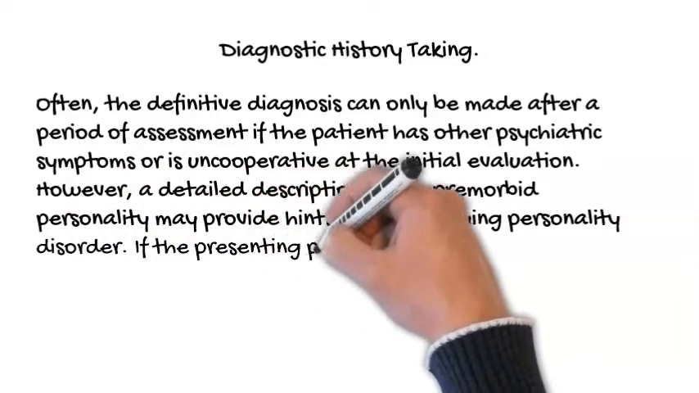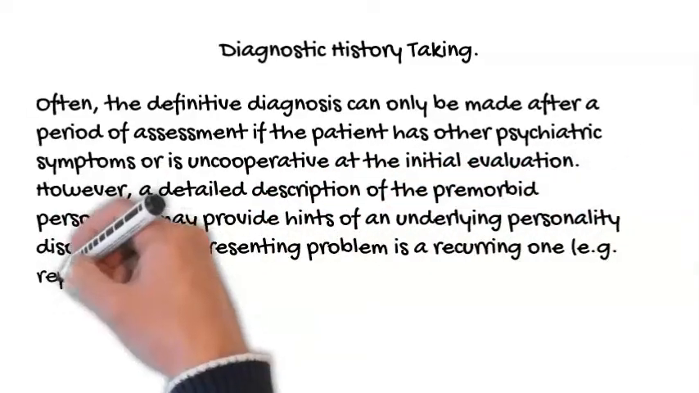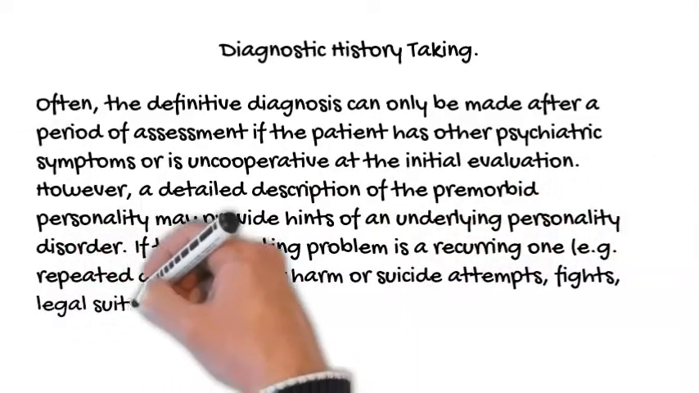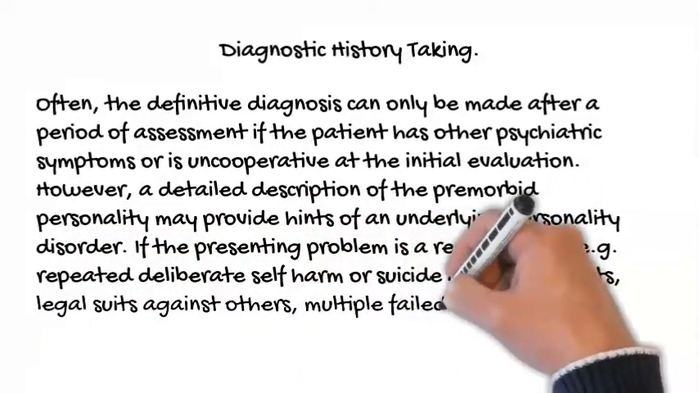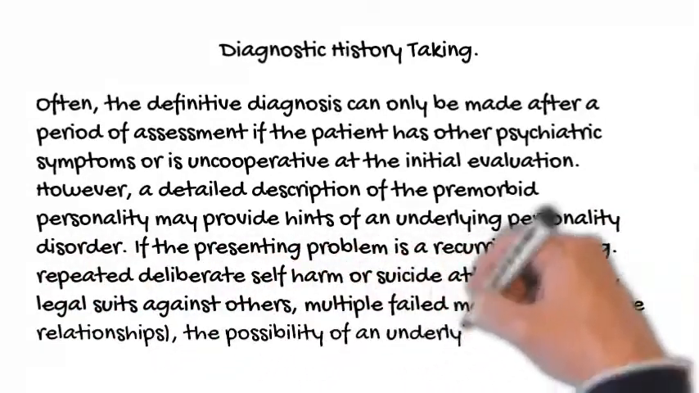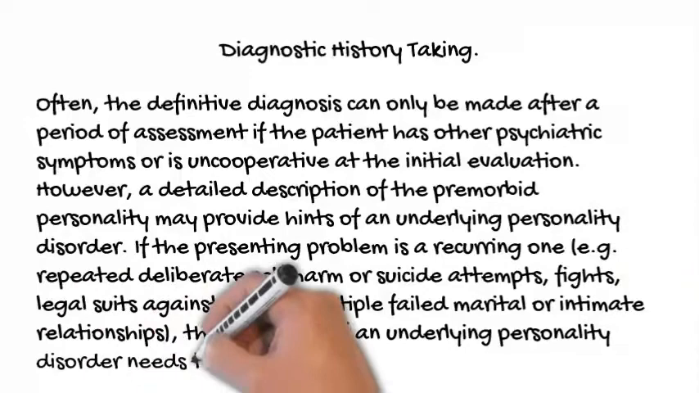If the presenting problem is a recurring one, for example repeated deliberate self-harm or suicide attempts, fights, legal suits against others, multiple failed marital or intimate relationships, the possibility of an underlying personality disorder needs to be considered.